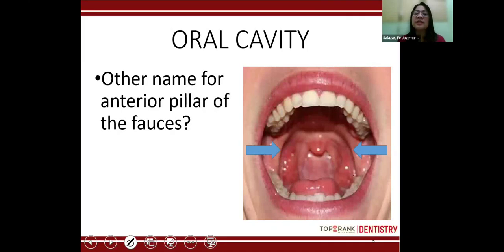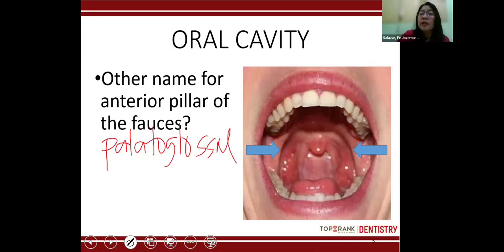It's called a fold. What is that fold called? It's called your palatoglossal fold. Yes, very good. You could answer with me, huh? You could type your answers on our chat box so I could see your answers. Yes, very good. This is called the palatoglossal fold.